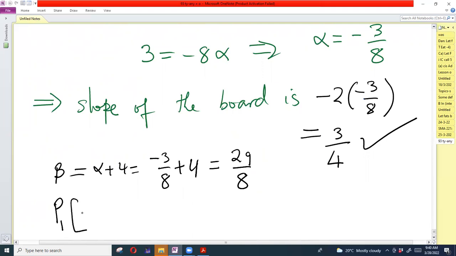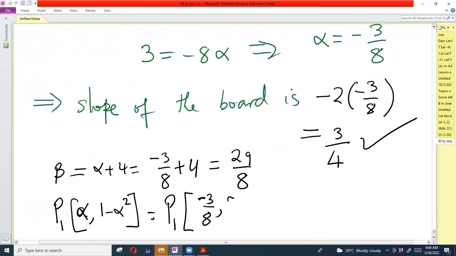So P1 was given by alpha, comma, 1 minus alpha squared. So for P1, alpha is minus 3/8, comma, so minus 3/8 squared is 9/64, so 1 minus that, we get 55/64.